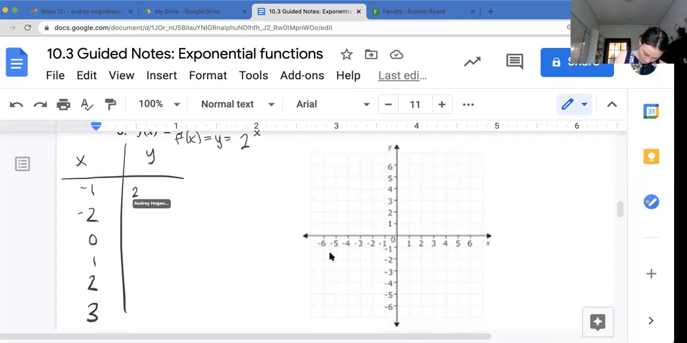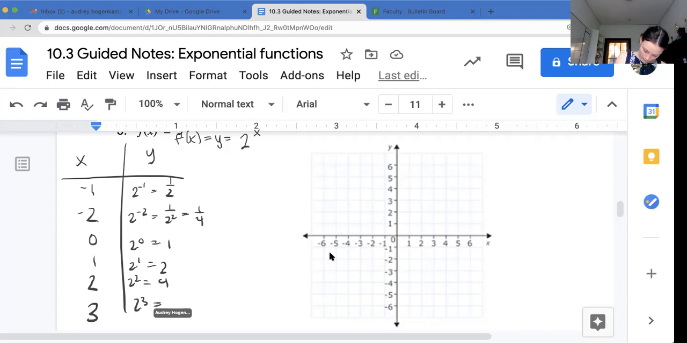So I'm going to have 2 to the -1, which is equal to 1/2. Fun reminder of exponent rules. 2 to the -2 is going to be equal to 1 over 2 squared, which is equal to 1/4. Anything to the 0 power, 2 to the 0, is equal to 1. And then I have 2 to the 1, which is going to be equal to 2. 2 squared, which is going to be equal to 4, and 2 cubed, which is going to be equal to 8.